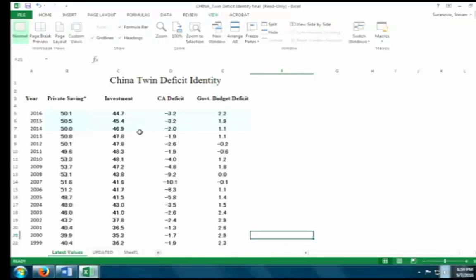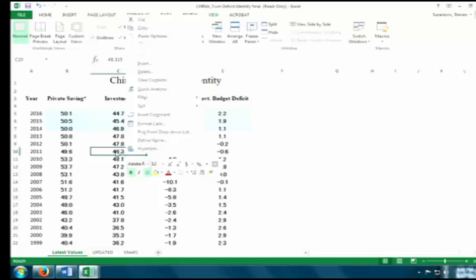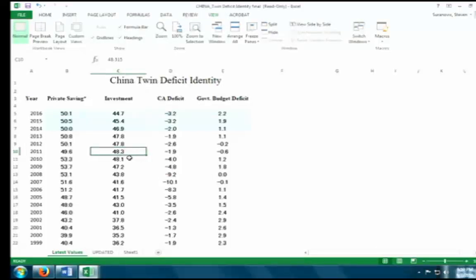Investment up at mid-40s, very high levels of investment relative to what in the US? 16.5%, right? We're looking at 45, 47, 48% in China in recent years. Really, really high levels of investment. Current account deficits are negative. What does that mean? They have trade surpluses. And they have trade surpluses going way back.